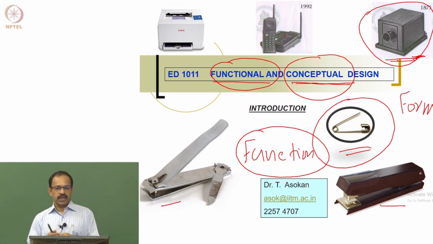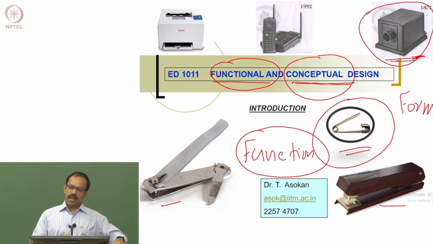It can be a new product, it can be modifying an existing product, or it can be completely reworking or coming up with a totally new concept which nobody thought of. That is the whole idea of this course. How do we actually identify the functions and form of a product? Okay, any questions?